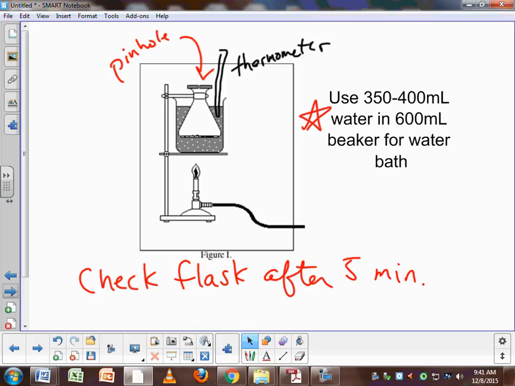So those are the big points that I have. Come see me if you have questions. Again, we're doing this on Friday, and use this video for when you're doing the calculations for determining the molecular weight of the vapor.